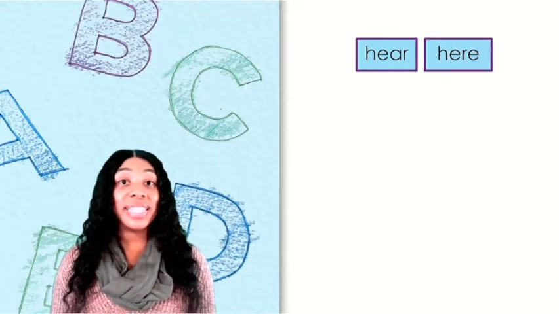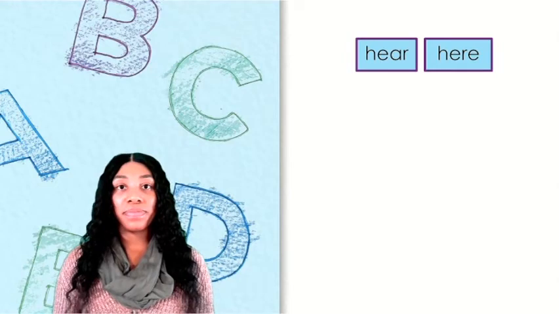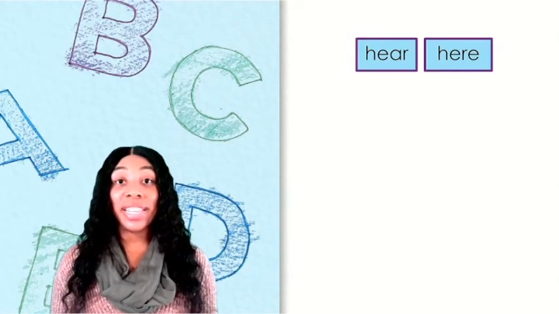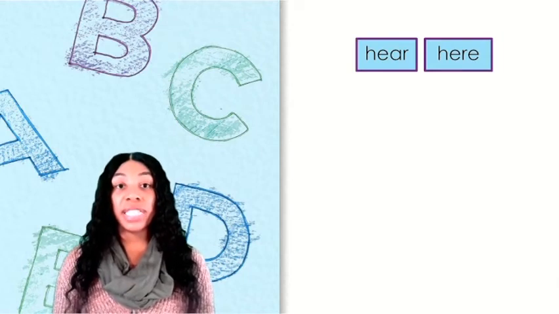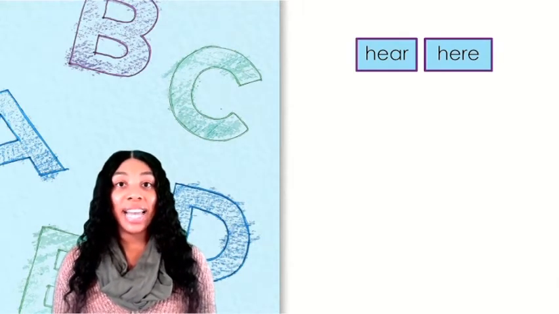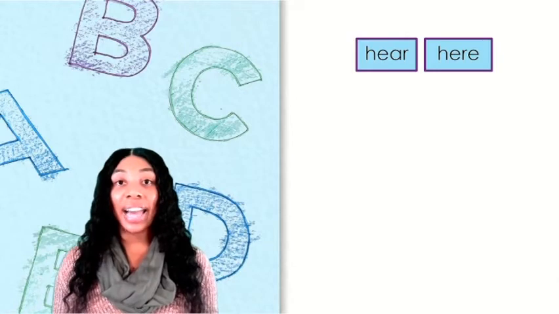What do you think this here means? Here spelled this way means a place or position. Like in this sentence, I found my lost hat over here.